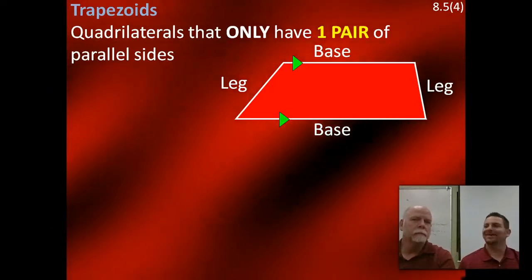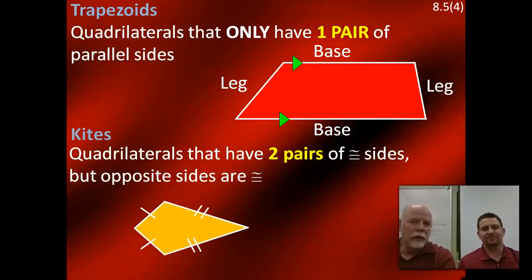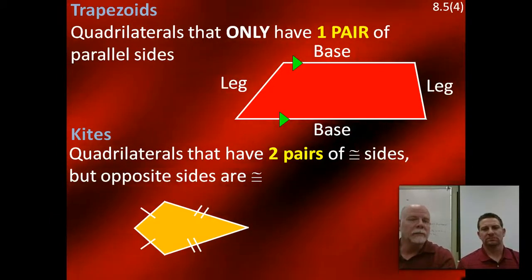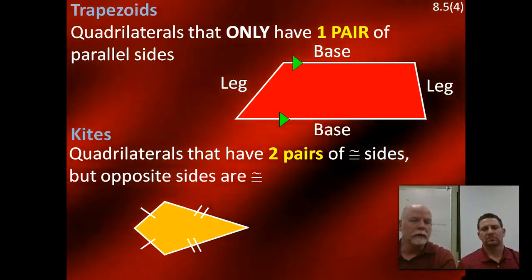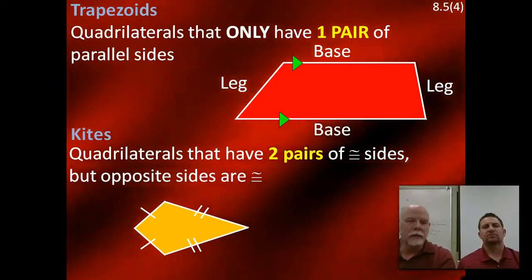Okay, and then we have a second kind of shape that is, again, a quadrilateral but not a parallelogram, called kites. And they're called kites because they're shaped like a kite. And so they're quadrilaterals, 4-sided shapes that have 2 pairs of congruent sides, but they're next to each other instead of opposite from each other.